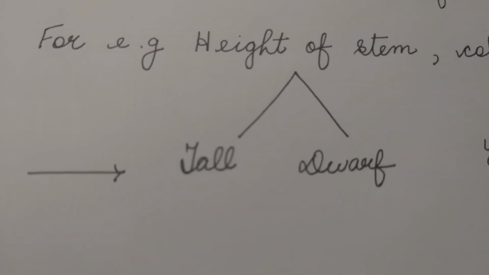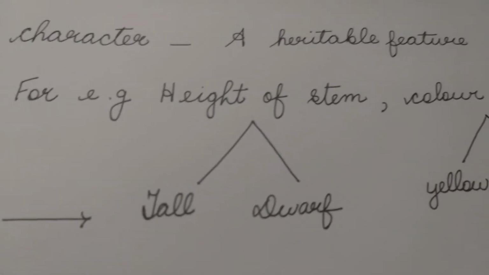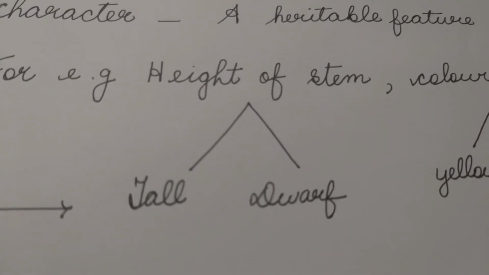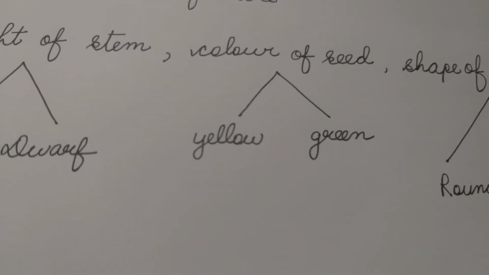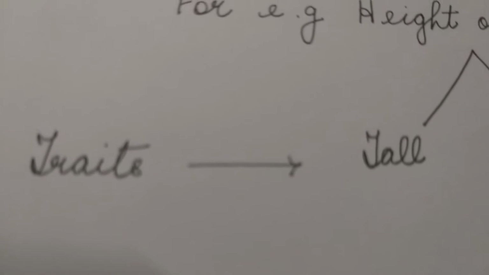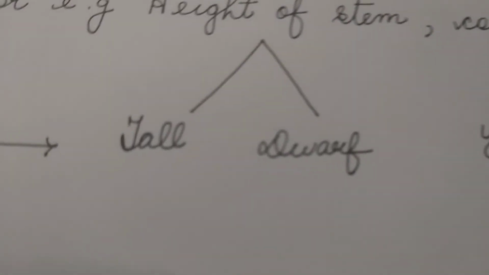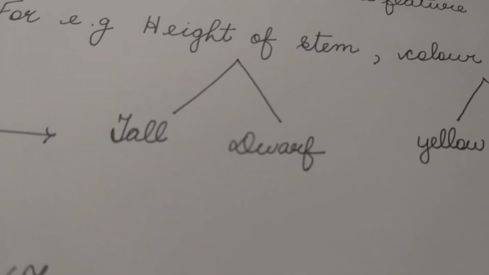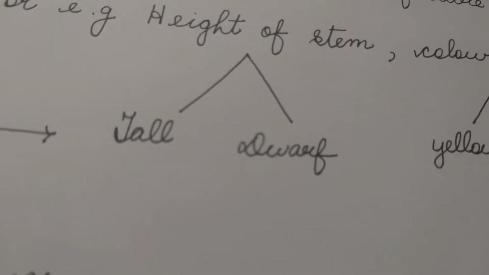The two or more different variants, the alternative forms of a character, are called the traits. The traits are represented by a capital letter and a small letter.